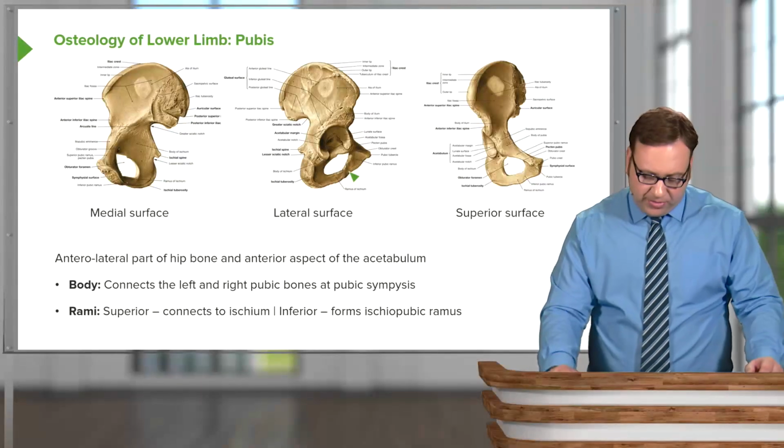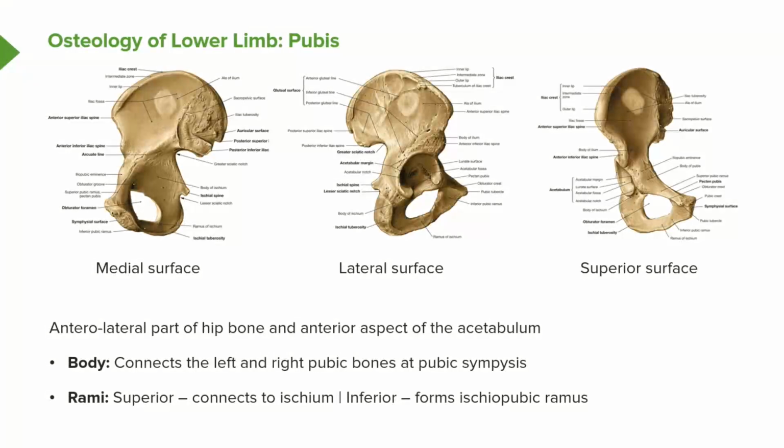The body of the pubis connects the left and right pubic bones at the pubic symphysis. So if we look to this superior surface, we can see the body of the pubis here. And this is going to run along to the other body of the pubis on the other pubic bone. So these unite at the pubic symphysis. And the pubic symphysis will be here. On this superior view, you can see the body of the pubis will go and connect to the body of the pubis on the other side. We can see this as well here on this medial surface, passing towards the symphyseal surface where the pubic symphysis will be located.